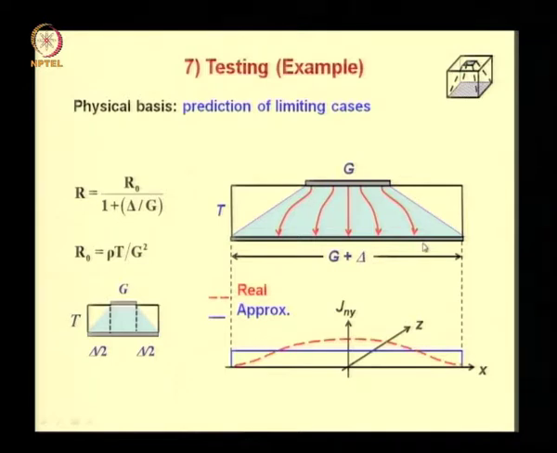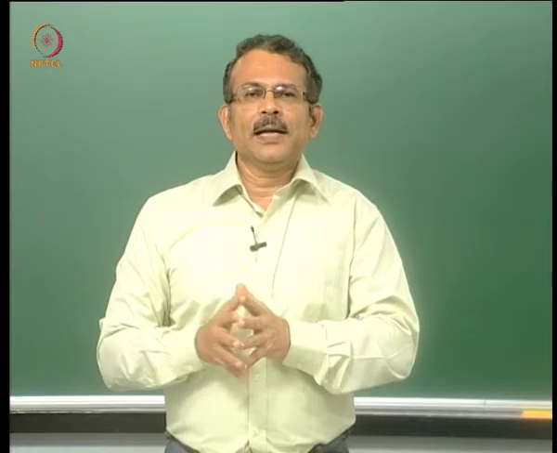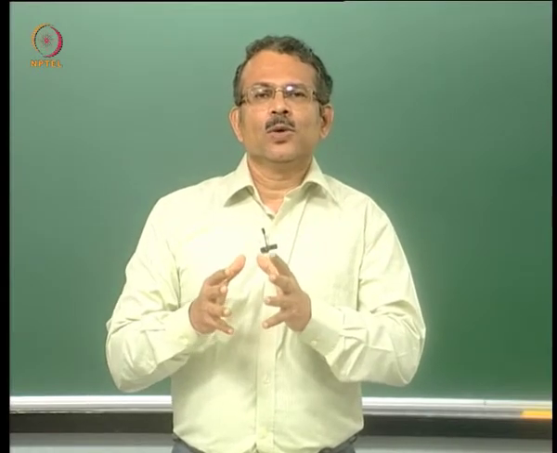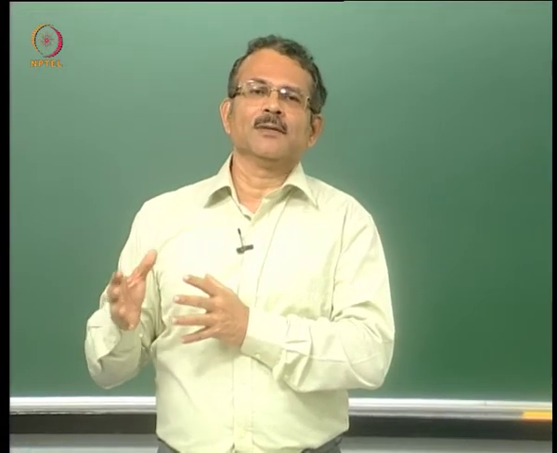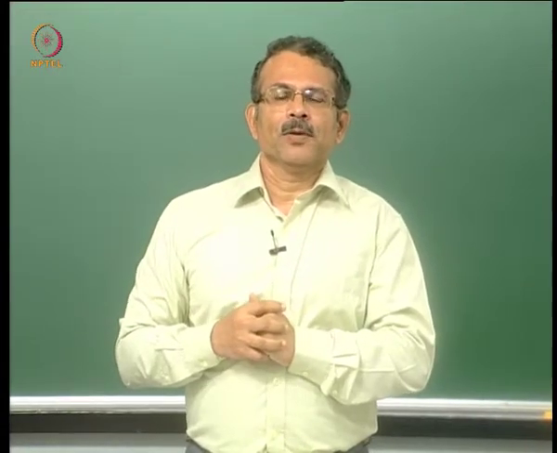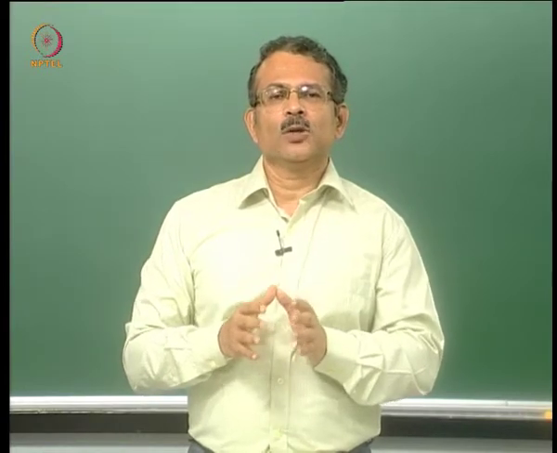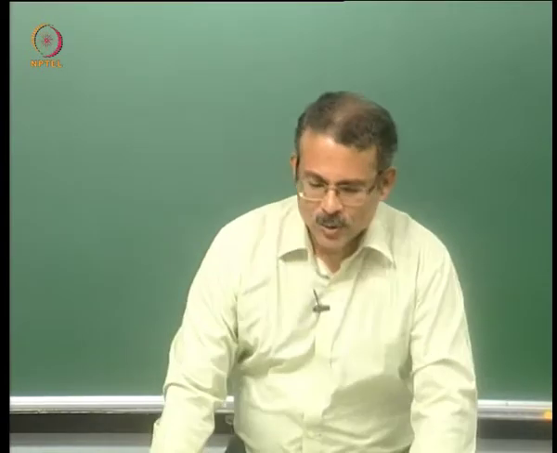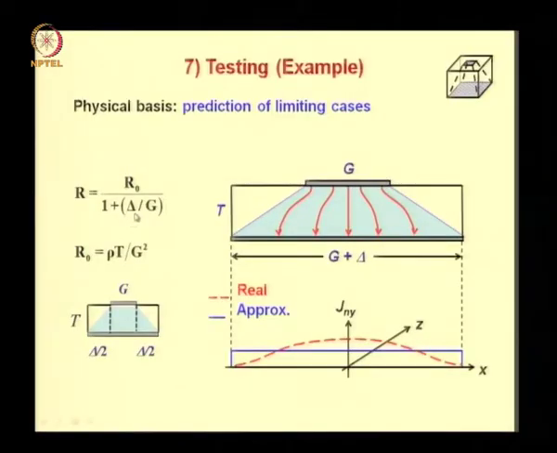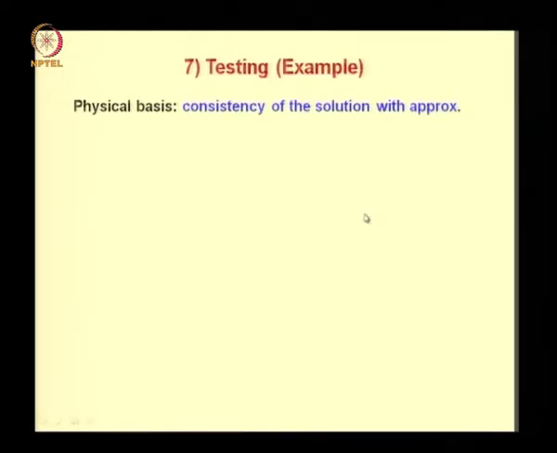Therefore, if you go on extending the bottom contact to infinity, the amount of current will really not change because the area under this curve will get saturated. Therefore, we anticipate that in reality the resistance would approach a non-zero saturation value, whereas our model predicts the resistance to approach 0. So it does not seem to be predicting the delta tends to infinity case correctly. Let us look for the consistency of the solution with approximations.